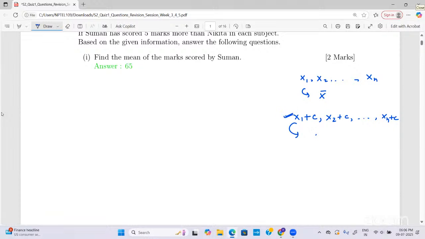Mean, it's obvious, but what will be the value? It will be x bar plus c. Okay, so it is the same data set. We just have added a constant c to all the data points. So if the mean for the original data set is x bar, for this new data set it should be x bar plus c. This concept we have to use in this question.